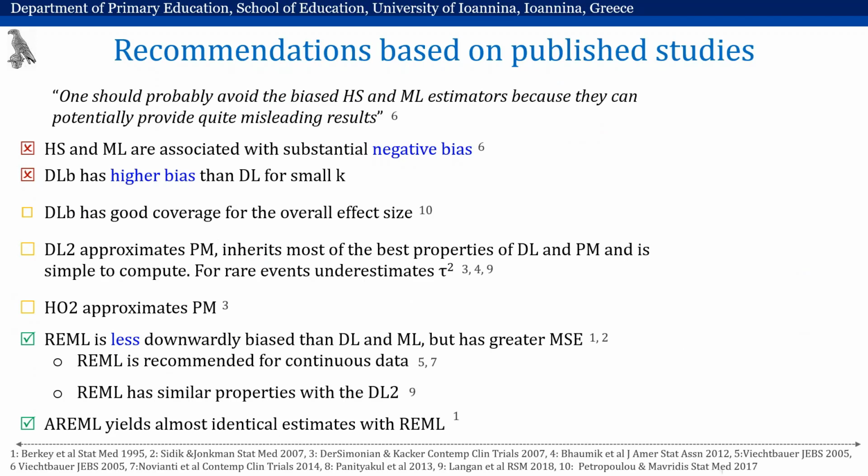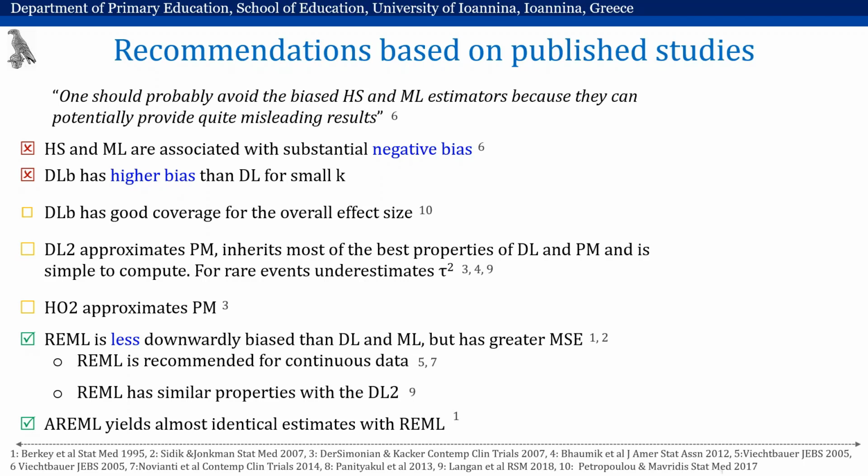On the other hand, Hunter-Schmidt and maximum likelihood methods have substantially negative bias, and also the bootstrap DerSimonian and Laird has good coverage for the overall effect size, but it is associated with higher bias. The two-step DerSimonian and Laird and Hedges-Olkin methods approximate the Paule and Mandel method and have similar properties, but for rare events they can underestimate heterogeneity.